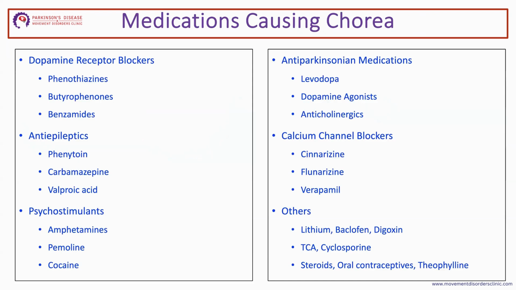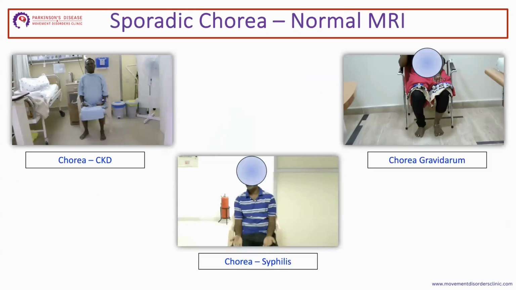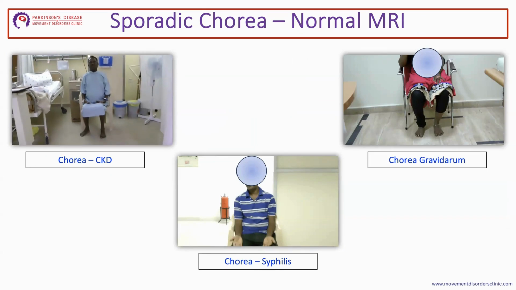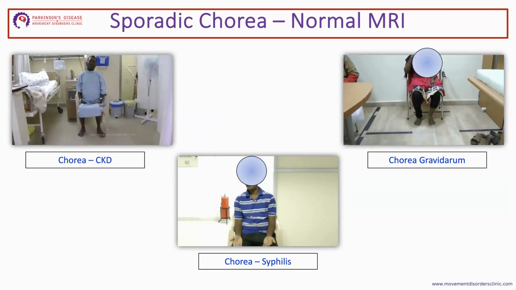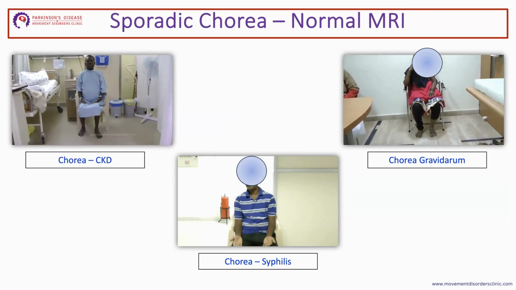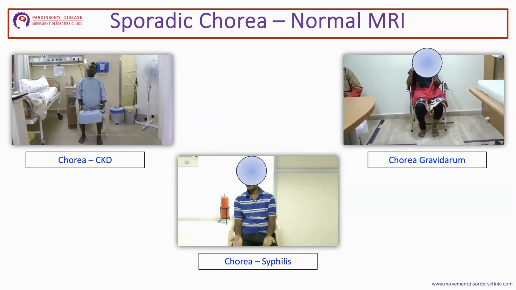There are various medications which can cause chorea, including dopamine receptor blockers, anti-epileptics, psychostimulants, anti-Parkinsonian medications, calcium channel blockers, and various other medications, including steroids and oral contraceptives, to name a few. Sporadic chorea, as already discussed, with normal MRI can also be seen in various metabolic causes, such as renal diseases, infectious causes, or in the presence of a pregnancy, where we call it chorea gravidarum.